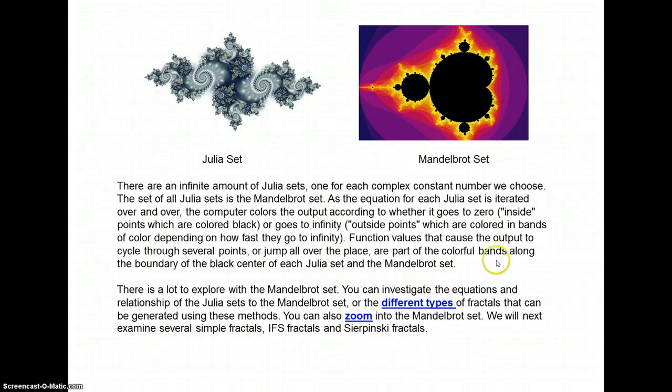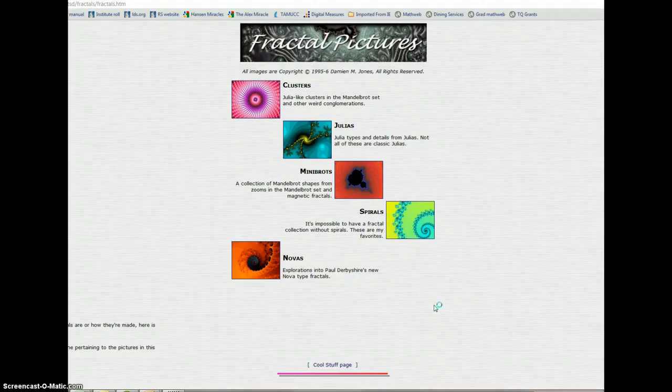Fractals come in many different types. Here's an example of some that you might see. Fractals that look like clusters, fractals that look kind of like Julias. There are mini-brots. Some go in spirals. Some go in what this website calls a nova.